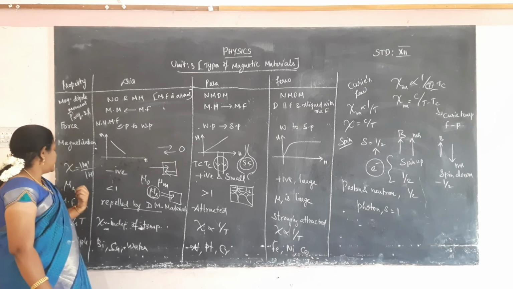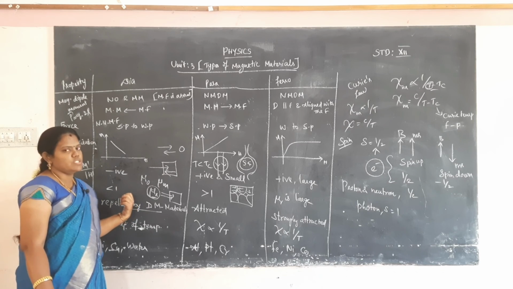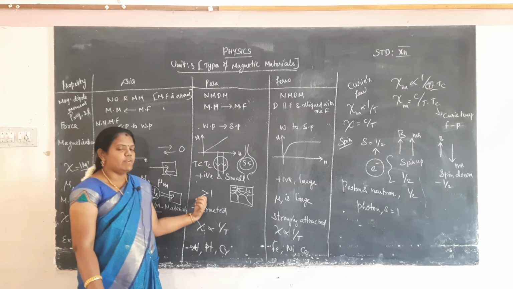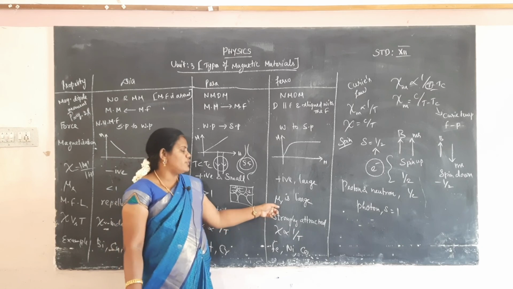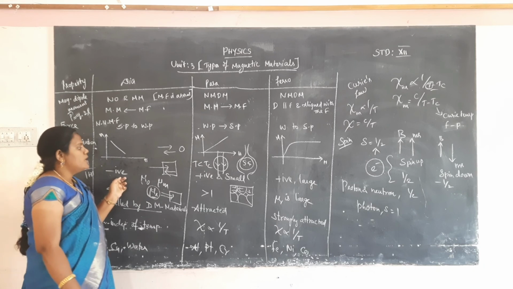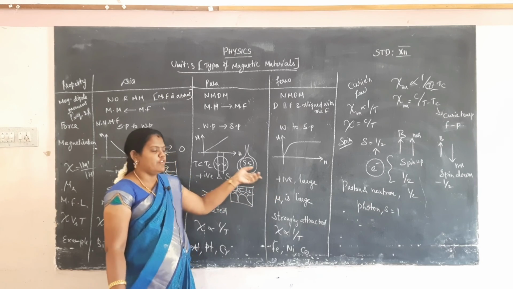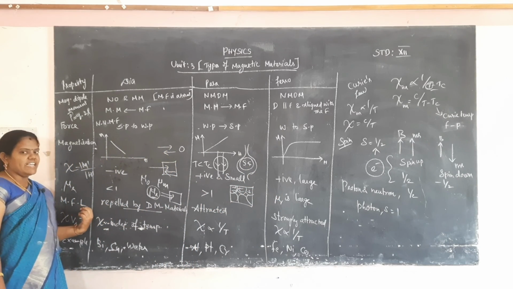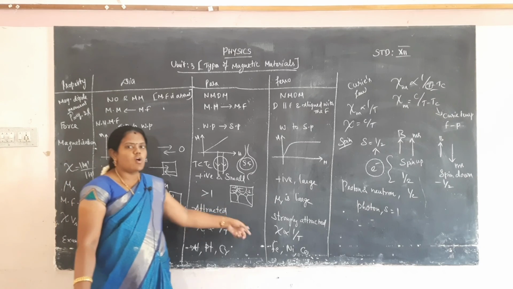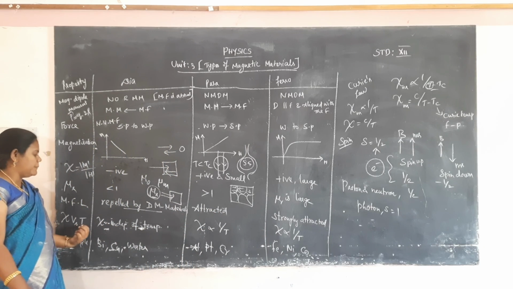The relative permeability value is a frequently asked one-word question. Relative permeability is less than 1 for dia, greater than 1 for para, and large for ferro. And then the susceptibility value: negative and small for dia, positive and small for para, and positive and large for ferro. Magnetic field lines are expelled by diamagnetic material, attracted by paramagnetic material, and strongly attracted by ferromagnetic material.